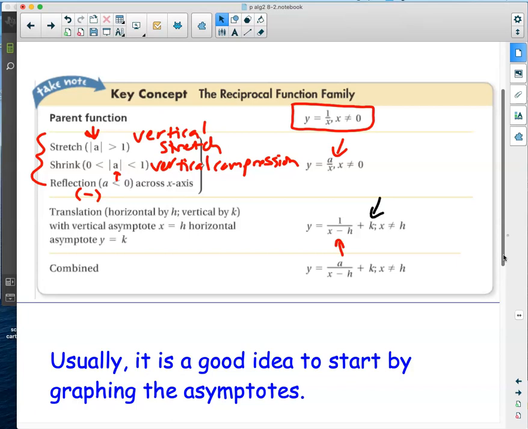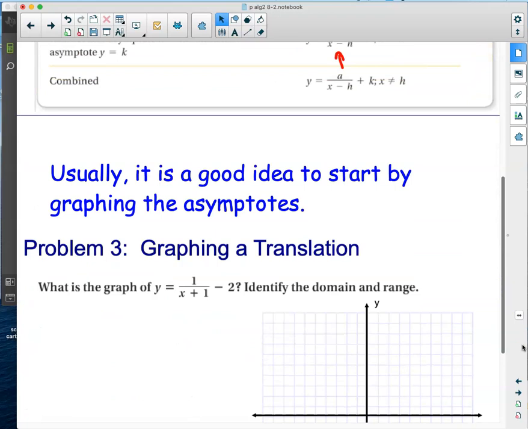But when we're talking about the reciprocal functions, what that does is it gives us the location of our asymptotes. And like it says, x can't equal h, because if it did, then we'd be dividing by 0. So the transformations a, h, and k are still there. So it is a good idea to start by graphing the asymptotes. That is how we graph.